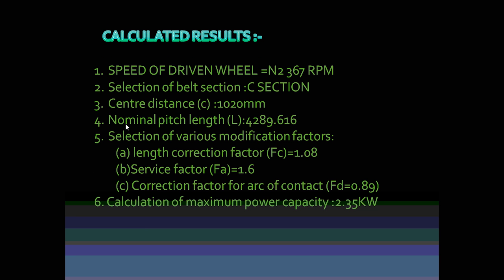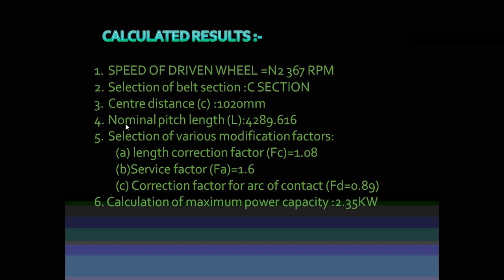Calculation which we have done on the basis of the data book. With the help of the data book, these are the calculated results. Speed of the driven wheel N2 will be 367 rpm. Selection of the belt section will be C section. Center distance C is 1020 mm.